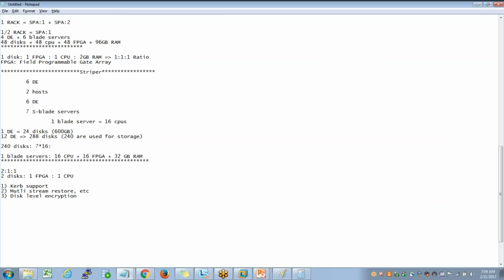This does not apply to the Striper model. In a TwinFin model, you get 1:1:1: one disk with one FPGA plus one CPU. For every disk, you have an associated FPGA and an associated CPU.